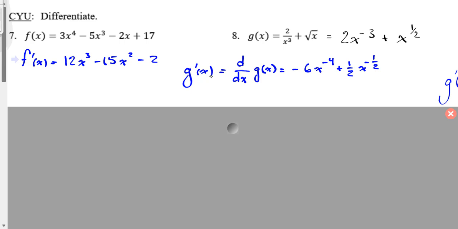Yep. If we were given y equals the function, then we just write dy dx equals the derivative.